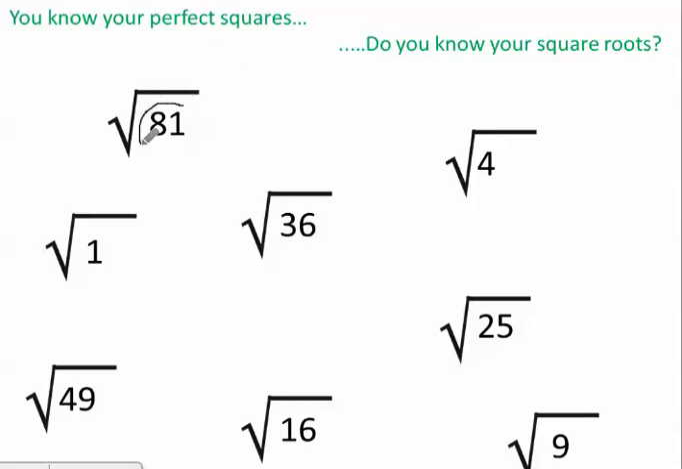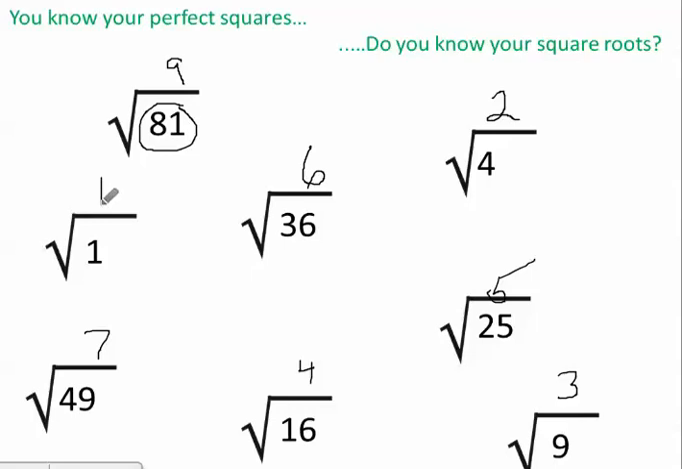Well, 81 is a perfect square. Why? Because 9 times 9 makes 81. 36 is a perfect square because 6 times 6 is 36. 4 is a perfect square. 2 times 2 gives me 4. 5 times 5 gives me 25. 3 times 3 gives me 9. 4 times 4 gives me 16. 7 times 7 gives me 49. And 1 times 1 gives me 1.